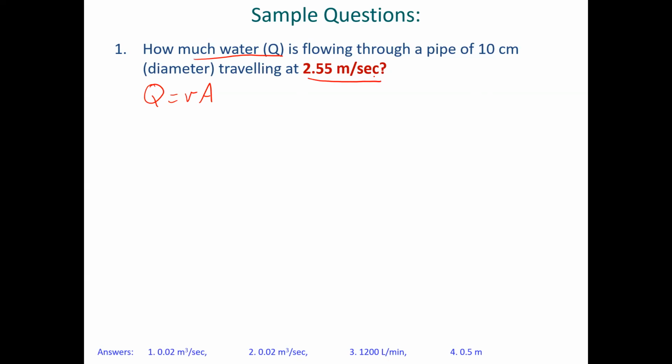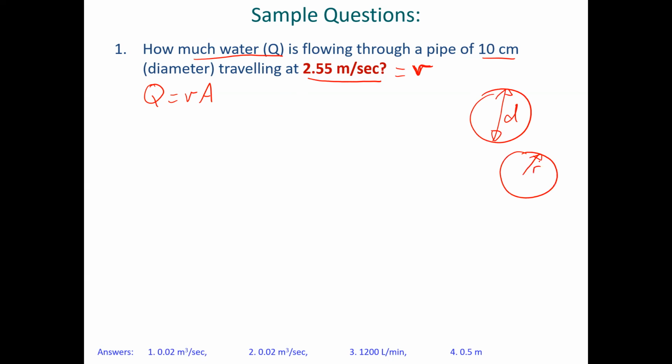And we have a velocity. So that is our velocity. I can write that down there. And so what are we missing? We are missing our area. And we actually have a pipe diameter. So remember, the diameter is the entire distance from one edge of the pipe to the other. And what we want is the radius.